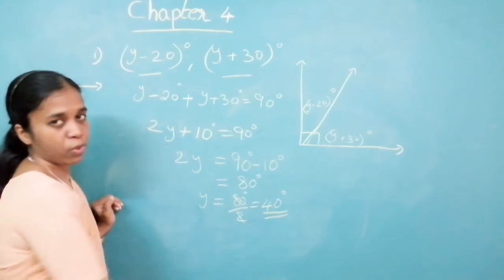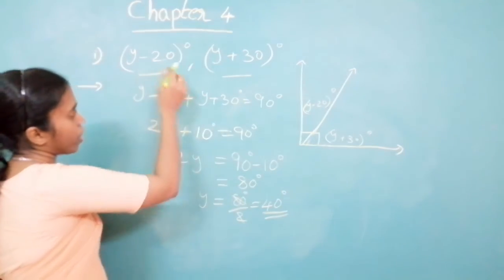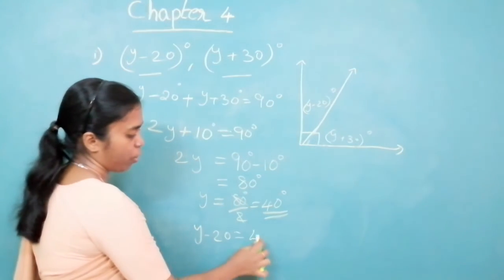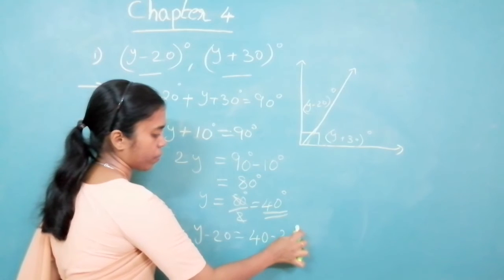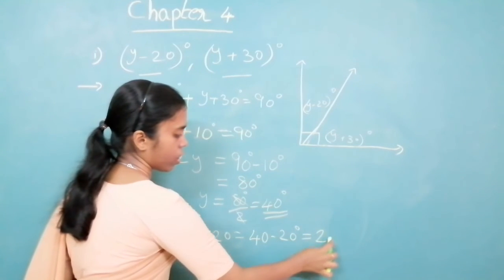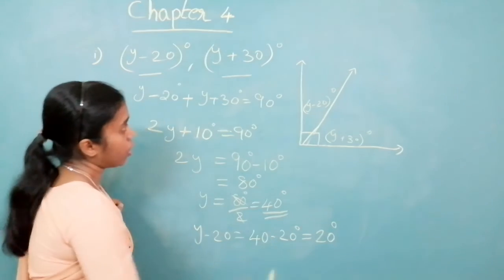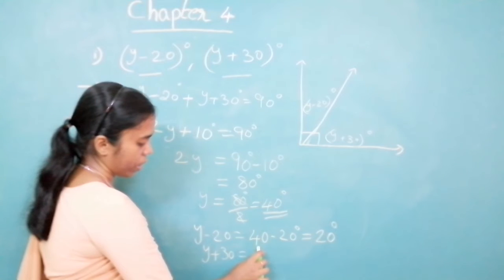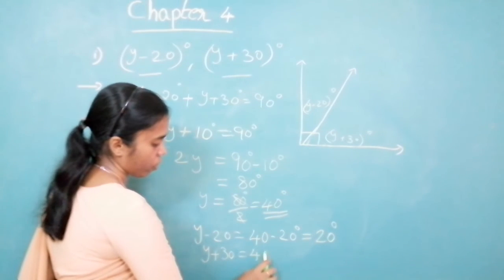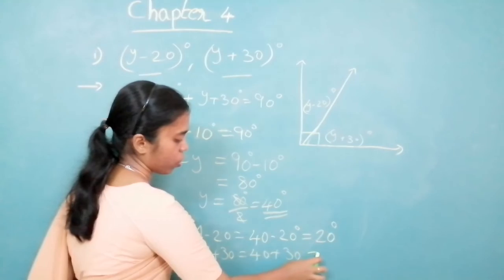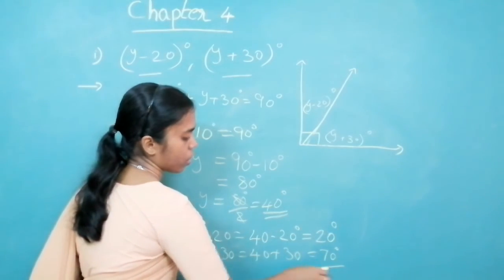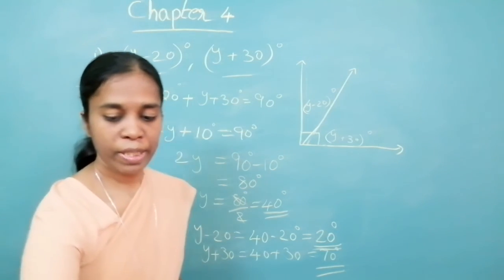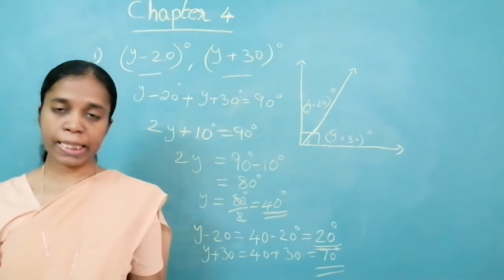Now, why did you get 40 degree? What you are supposed to find out is y minus 20. Therefore, y minus 20 is equal to 40 minus 20, that is equal to 20 degree. y plus 30 is equal to, y is 40, 40 plus 30 is equal to 70 degree. So these are the two angles that you are supposed to find out. So with that we complete practice set 16.